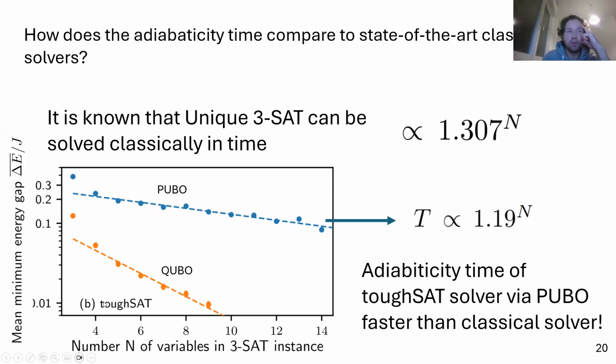if you look at the unique PT1 instances, there we get an adiabaticity time which scales around 2 to the n, so basically comparable to classical brute force solving. But it's still an interesting result that we also plan to look further into.